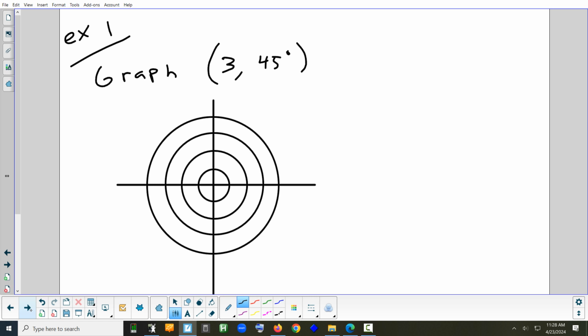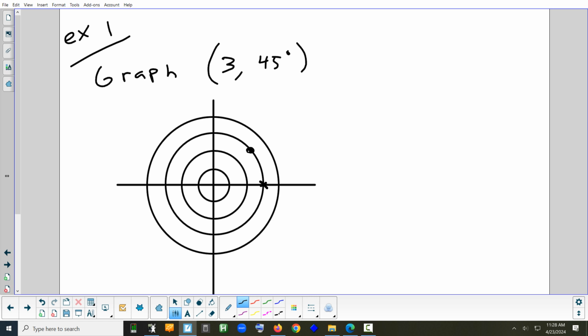Start with r. What's r in this case? 3. And we're going to start out by going 3 units to the right. That's our temporary starting point. I'm going to erase that, but it's right there. So we go 3 units right. And then we're going to rotate how much? 45 degrees. And which way? Counterclockwise. So that's halfway through the quadrant.